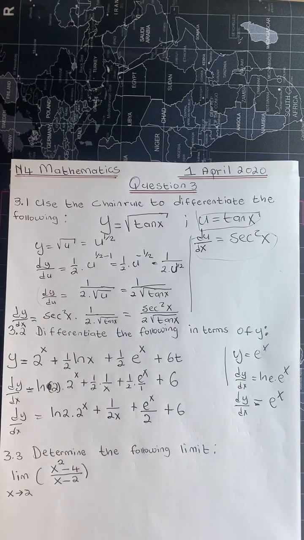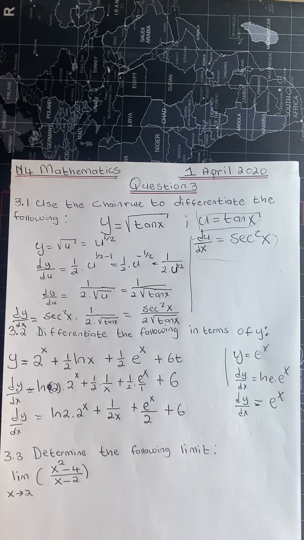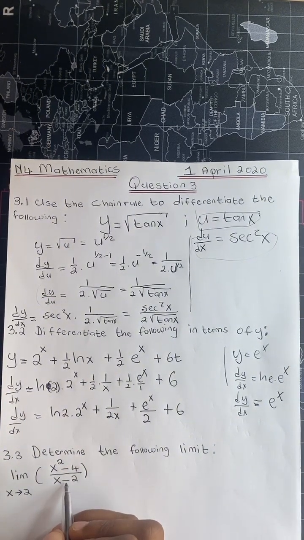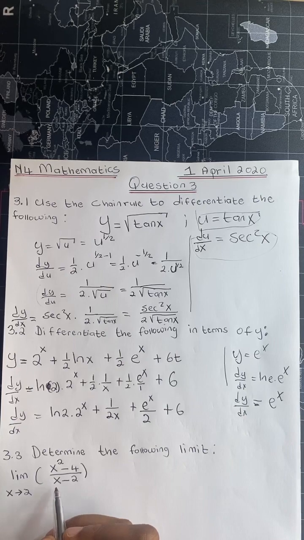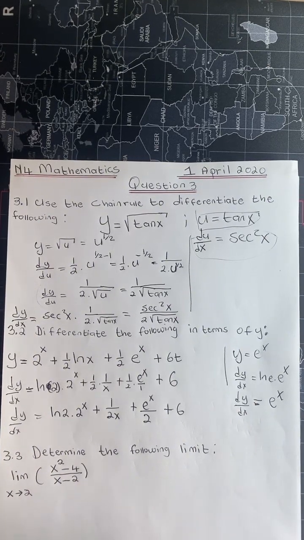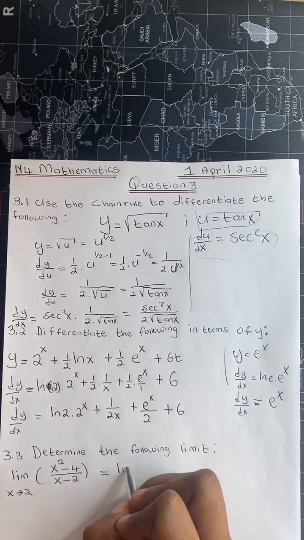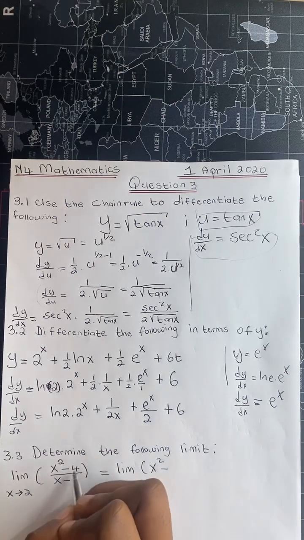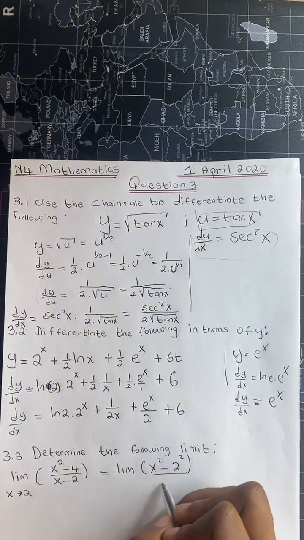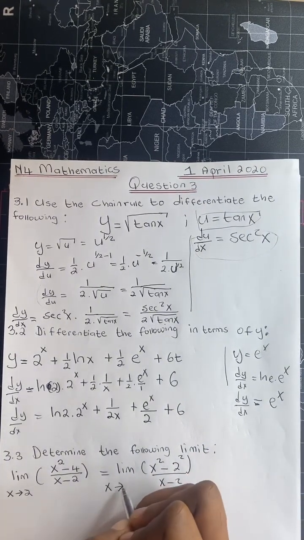Question 3.3, we have to determine the following limit, the limit of x squared minus 4 over x minus 2 as x approaches 2. So we can see that immediately when we substitute this 2 here, this will be 2 minus 2, and this will be 0, and we can't divide by 0, but we can see that it's a difference of squares. So if we had a squared minus b squared, this will be a minus b into a plus b. So we can rewrite this limit as the limit of x squared minus 2 squared, which is equal to 4, over x minus 2 as x approaches 2.